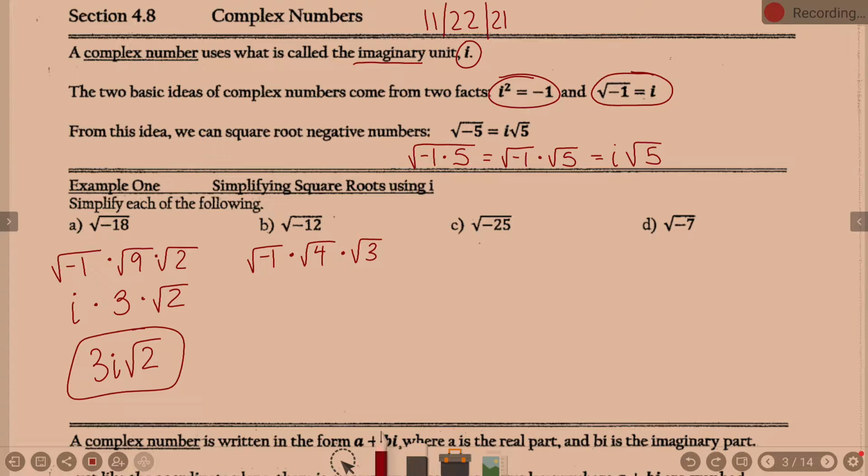Did I change the value of this problem? Negative 1 times 4 times 3 is still negative 12. So I haven't changed the value of the problem. I just rewrote the pieces. Okay. What's the square root of negative 1? i. What's the square root of 4? 2. What's the square root of 3? Square root of 3, or some crazy decimal. How am I going to write my final answer? 2i square root of 3.